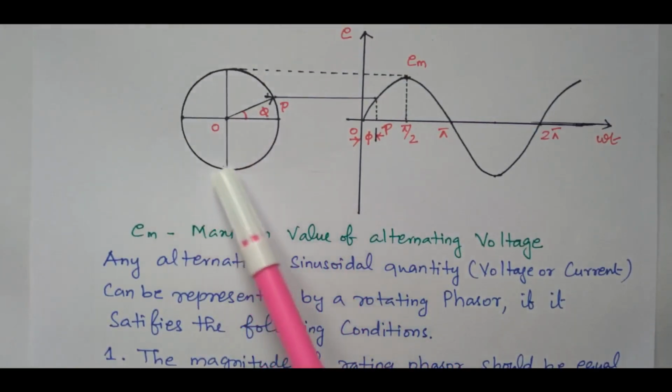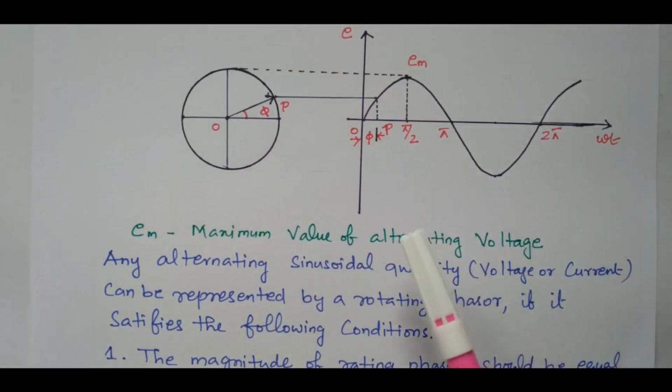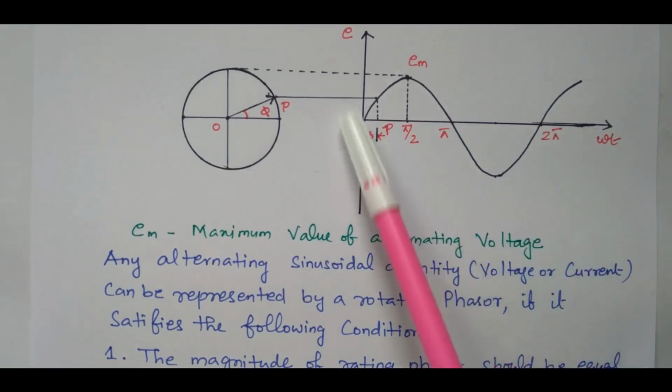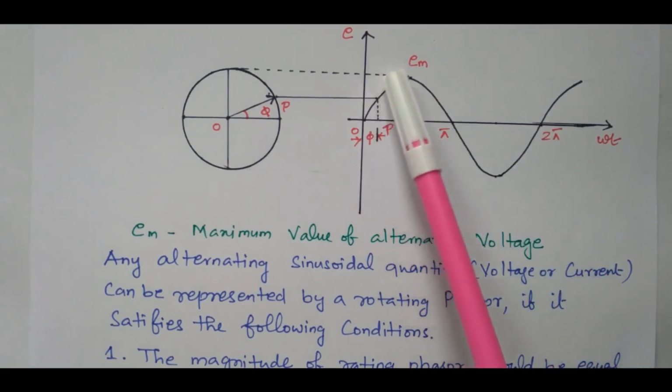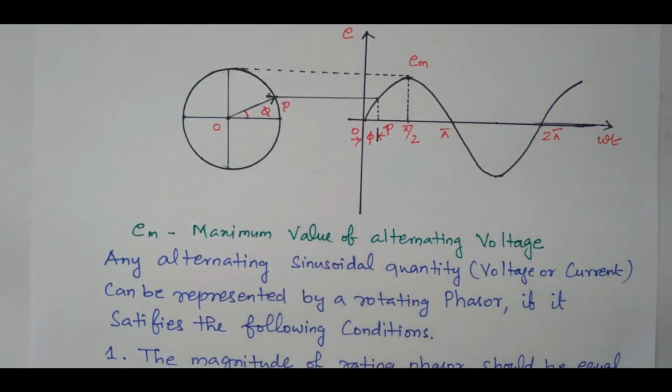See this: while completing this one circle, one rotation of the phasor, one complete cycle is completed. A positive and negative half cycle is completed. So the entire cycle can be represented as one rotating phasor, and the third condition is also satisfied.